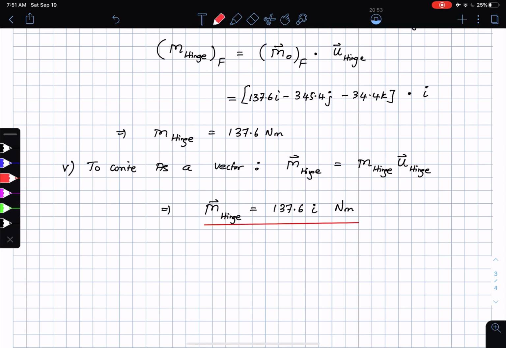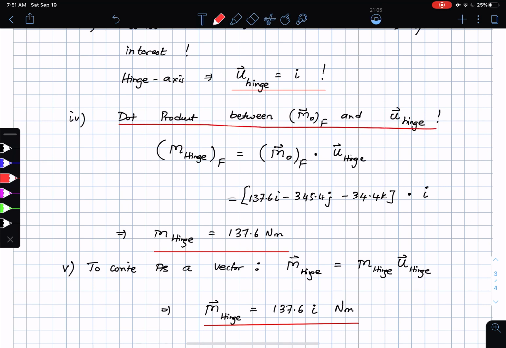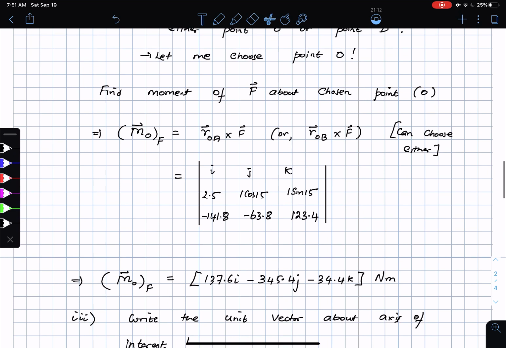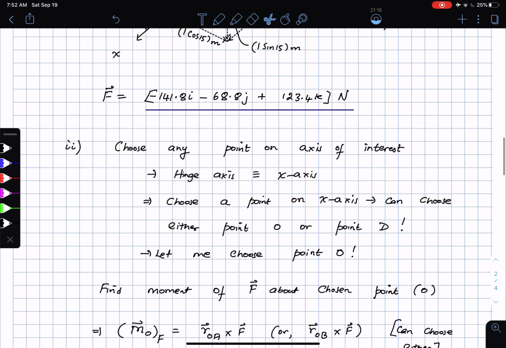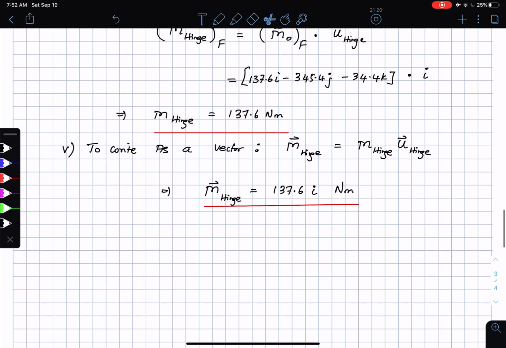This is the Cartesian form. Here was the magnitude. Couple of things that I want to underline. U hinge, which is the unit vector along the hinge axis, that was our previous step. And then we did the dot product between the moment that we found and the hinge unit vector. And we also had to choose any point on the axis of interest after writing the force as a vector. So this is the answer for the first part of the problem.